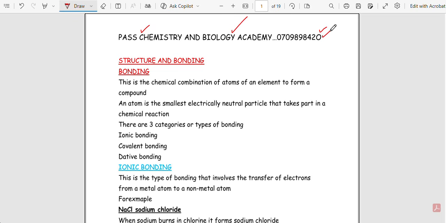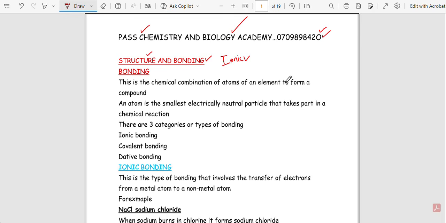Today we are speaking of bonding, but bonding comes from a topic that we call structure and bonding. Structure and bonding is the topic where we get the subtopic bonding. In bonding today, we are specifically going to look at ionic bonding. I know many of you have heard this word. Some of you know it very well, but some of you haven't yet. What does ionic mean? That is what we are going to look at today.